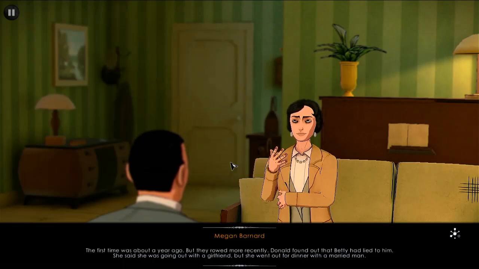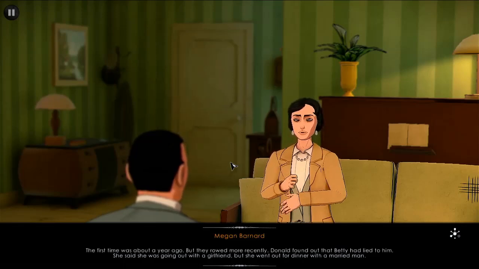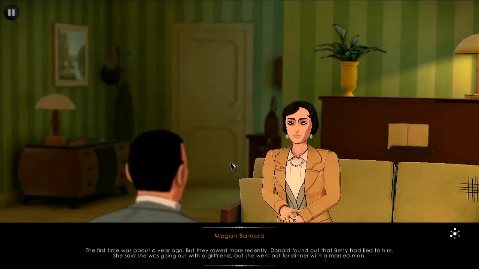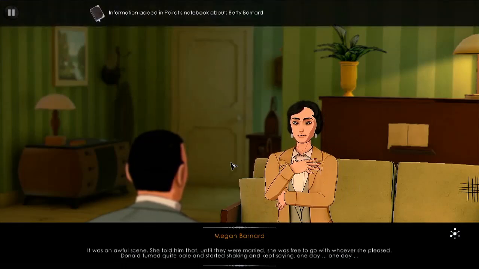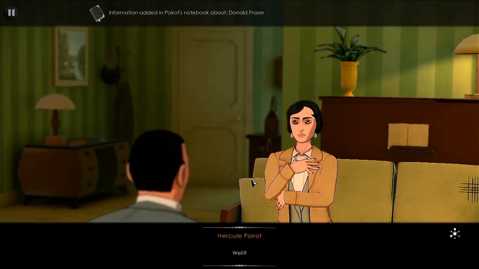Donald found out that Betty had lied to him. She said she was going out with a girlfriend, but she went out for dinner with a married man. It was an awful scene. She told him that until they were married, she was free to go with whoever she pleased. Donald turned quite pale and started shaking and kept saying one day... I don't think it was Donald. Well? He'd commit murder.